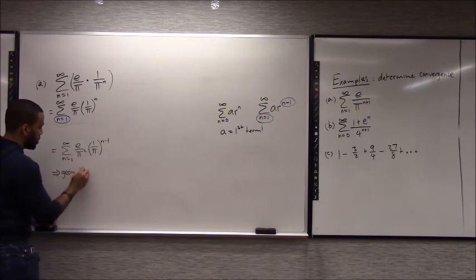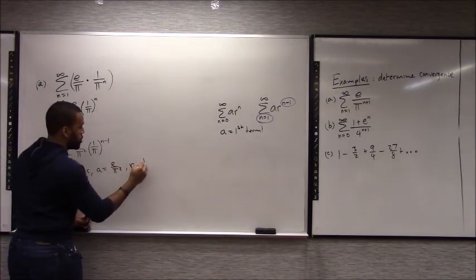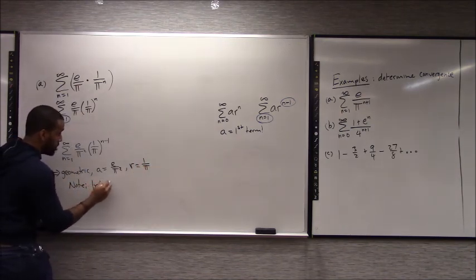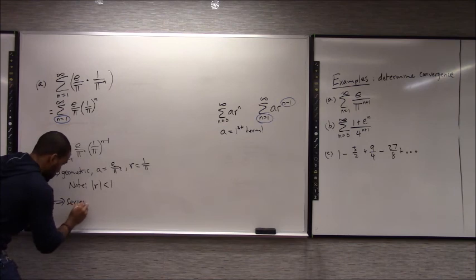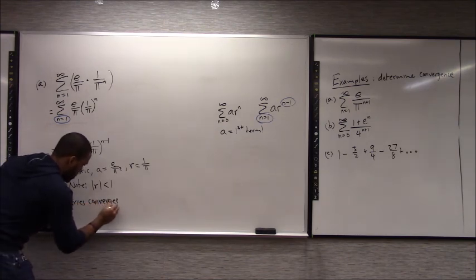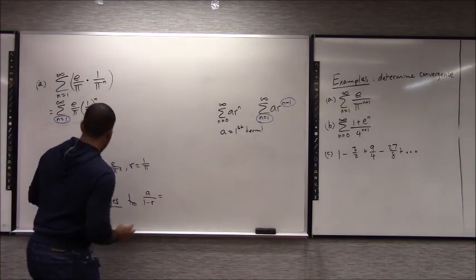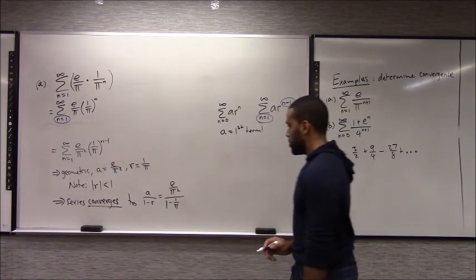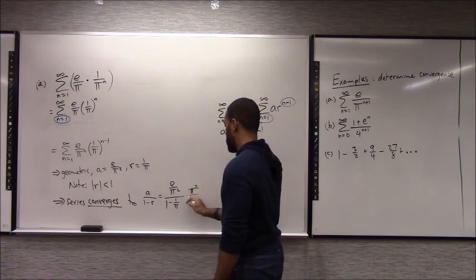And so now you think of that as the geometric guy, because you need the value to work out. So this is geometric, with a as e over pi squared and r as 1 over pi, and you can note here that your r in absolute value is actually less than 1. 1 over pi is less than 1. So this means the series converges, and we know what it converges to. It converges to a over 1 minus r. So it's going to converge to e over pi squared over 1 minus 1 over pi. In other words, multiply this by pi squared over pi squared.